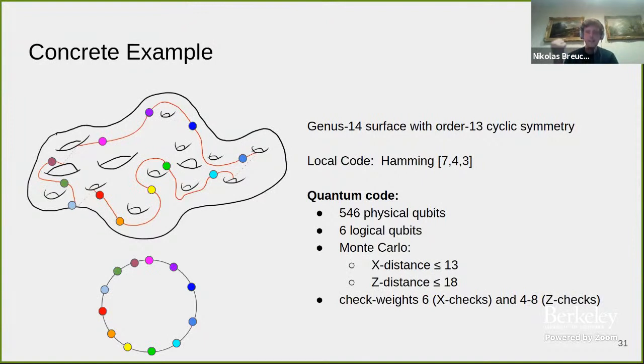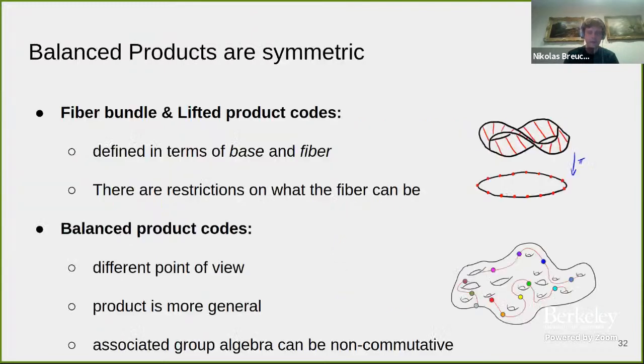and using some Monte Carlo brute force, we can upper bound the distances. The x distance is exactly what we would expect because our fiber has distance 13, and the z distance is 18. The checks are also not too large, with weight 6 and 4 to 8 for the z checks. So it's just to show you that we can quite easily get small examples, and this actually scales quite favorably compared to the surface code.